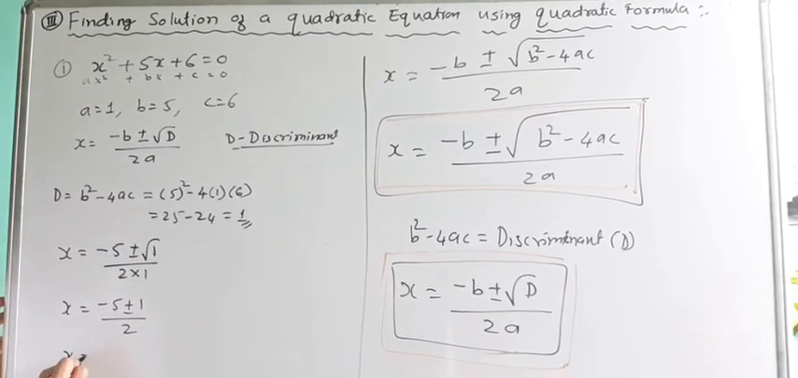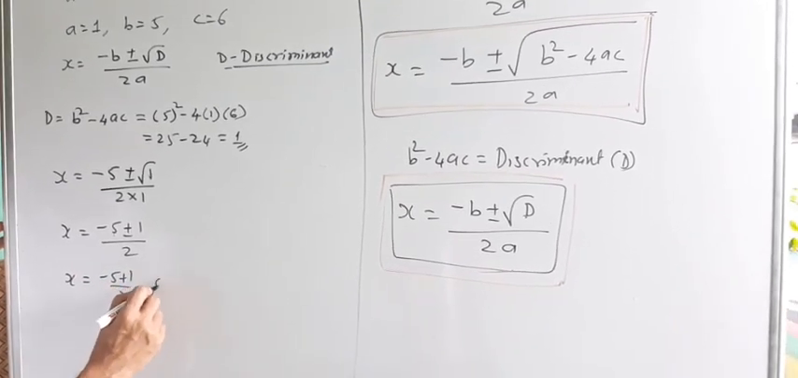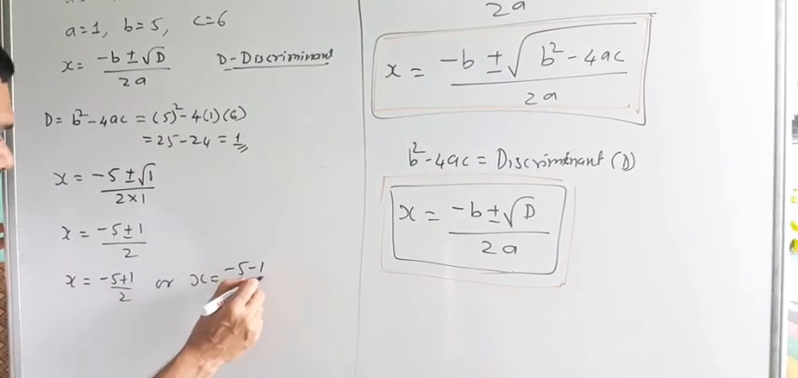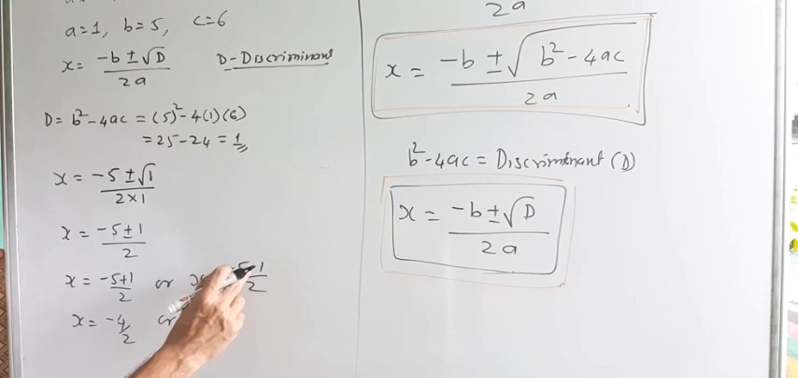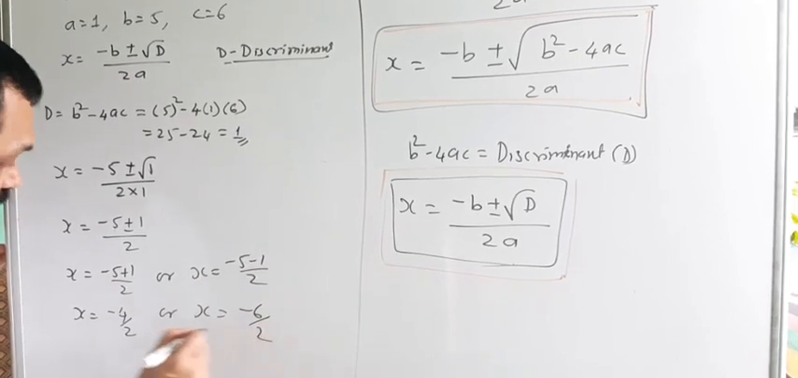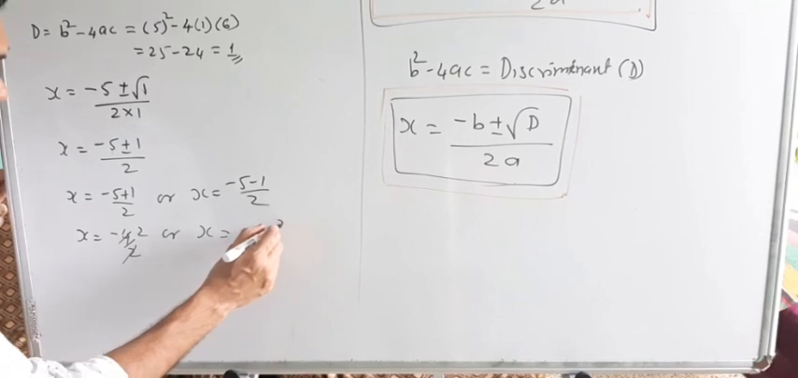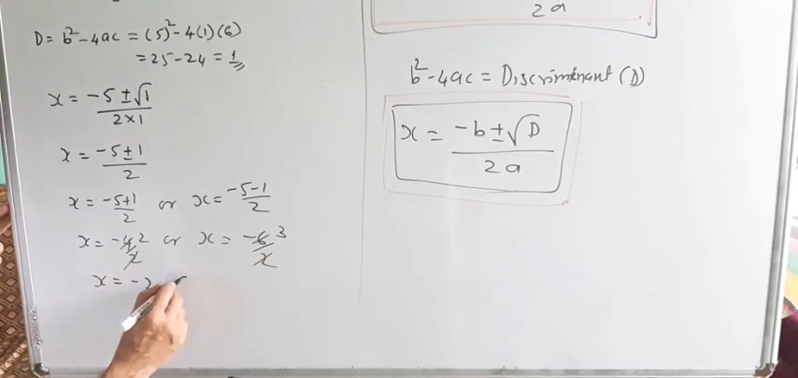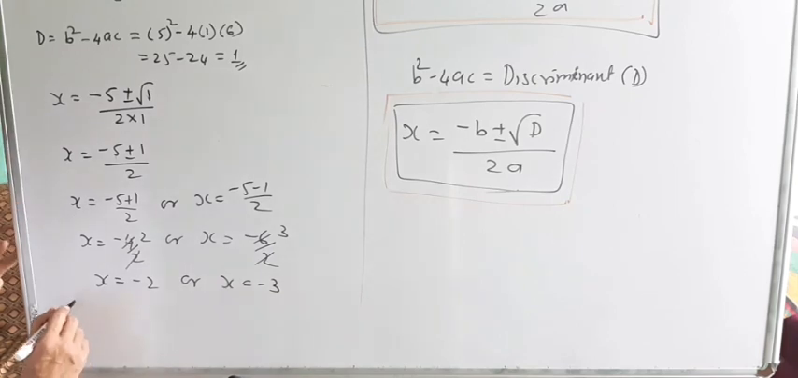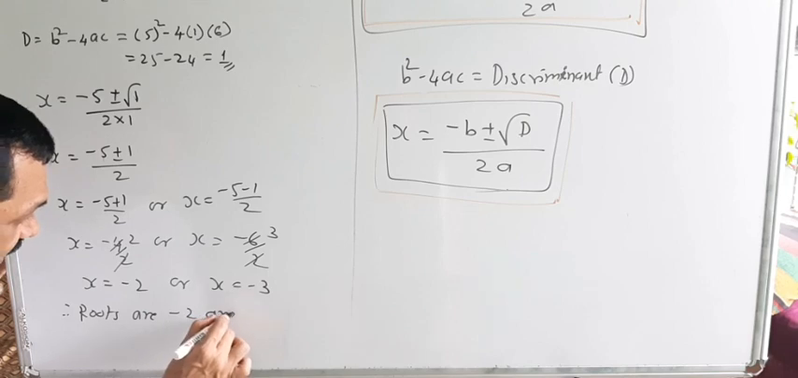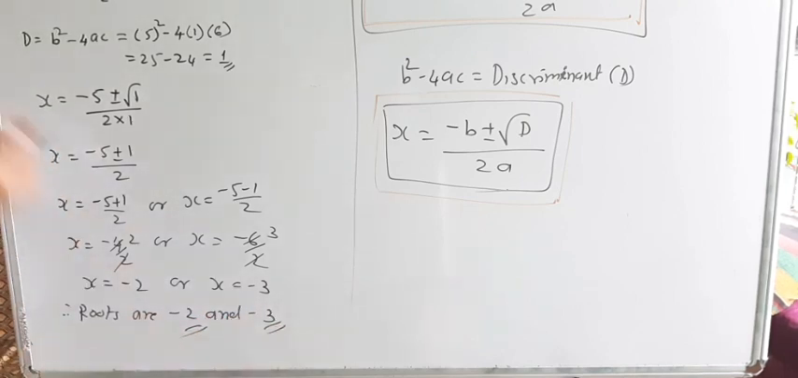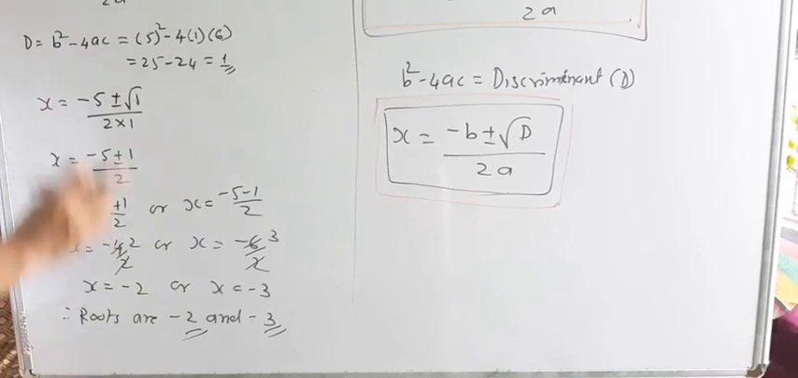And therefore x is equal to minus 5 plus or minus root of 1, which is 1, upon 2 into 1, which is 2. So x is equal to minus 5 plus 1 upon 2, or x is equal to minus 5 minus 1 upon 2. Minus 5 plus 1 gives us minus 4 upon 2, or minus 5 minus 1 is minus 6 upon 2. Therefore x is equal to minus 2 or x is equal to minus 3. And therefore the roots are minus 2 and minus 3. You can check it with the earlier two methods. When you solved it with the factorization method, we got the same roots.